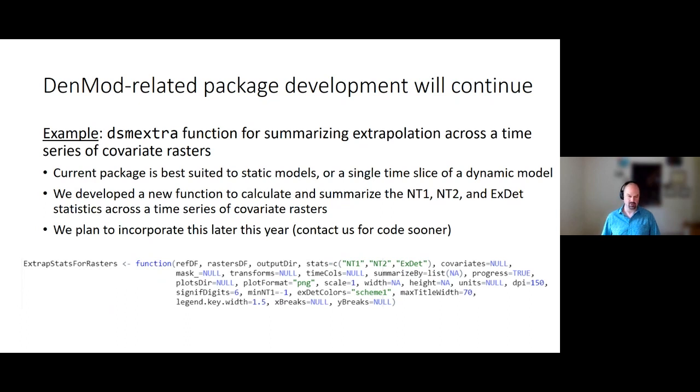This is something that was first applied by Anna Kenyatis in her models last year for the US Navy 6th Fleet study area in the Eastern Atlantic. And we plan to incorporate this into the dsmextra package later this year. But you can contact us for code sooner, and there's the function signature for it.